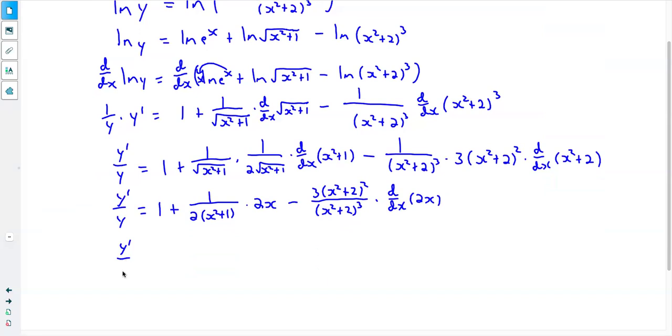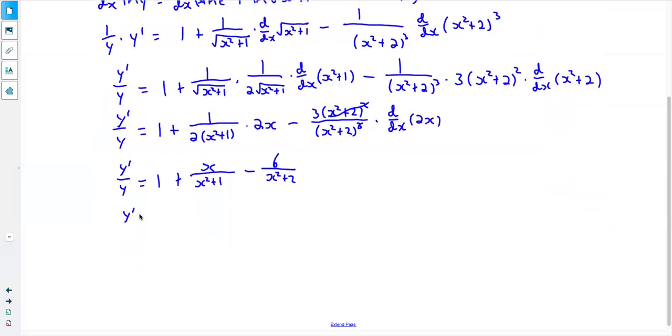So that gives us y prime over y equals 1 plus, moving the 2x over here, we can cancel the 2 out. So we've got x over x squared plus 1 minus, we can cancel out all of this with most of this one. And then derivative of 2x is 2, so minus 6 over x squared plus 2. So we have y prime equals y times 1 plus x over x squared plus 1 minus 6 over x squared plus 2.